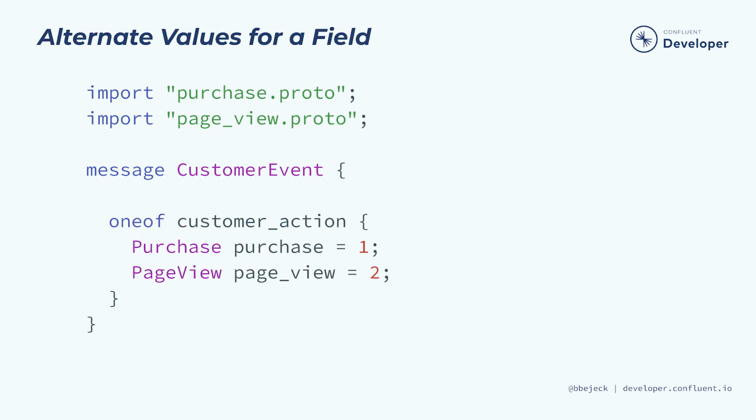Protocol buffers also support having a field that could be one of any arbitrary values. Let's take a look at the customer event schema again. If we know that only one of the page view or purchase fields will be populated, we can define a single customer action field that could be one of these possible events. To help determine which object fills the field, Protobuf generates an enum named field name with case appended to it. So with our example here, the enum in the generated Java file would be customer action case, and the value of it would be either purchase or page view, depending on what value actually fills the field.